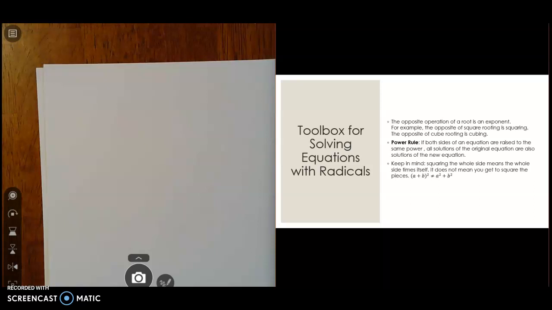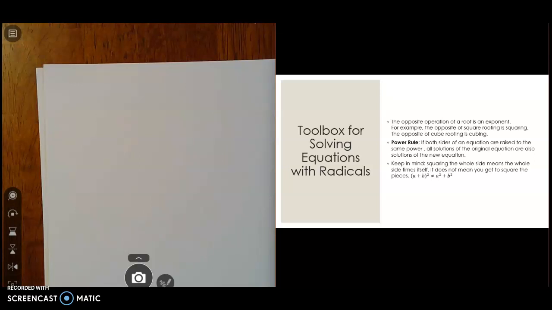All right, next thing that might be new to you is the power rule. This says if both sides of an equation are raised to the same power, all solutions of the original equation are also solutions to the new equation. So basically, you can square both sides, or raise both sides to the third power, or the fourth power, whatever it is that you need to do.